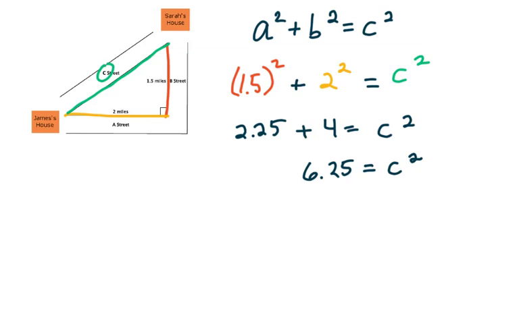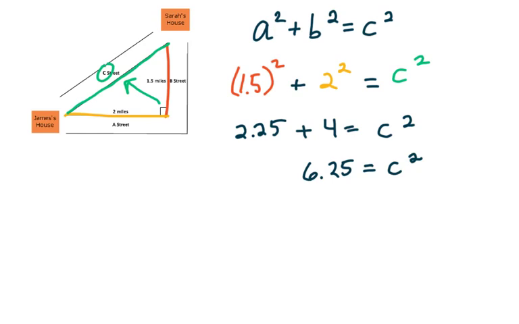I've got the 1.5 for A, and I'm going to square that, and I have the 2 for B, and I'll square that. And then I know that C is my hypotenuse because it's across from my 90. And really the only one that matters is the hypotenuse, so there it is.